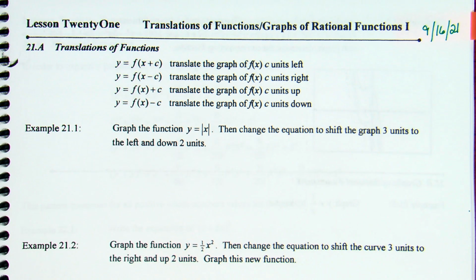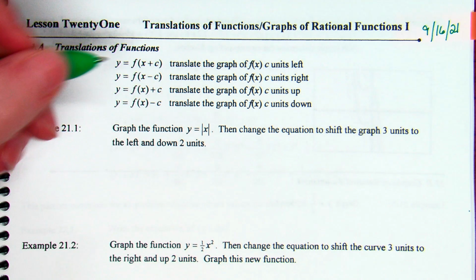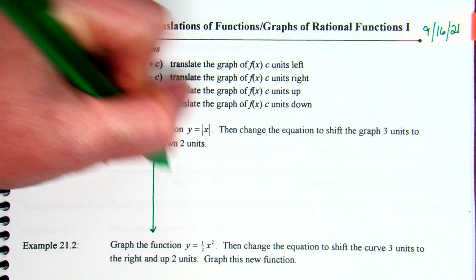So, graph the function y equals absolute value of x, then change the equation to shift the graph 3 units to the left and down 2 units. So ironically enough, you guys should have just been here last period. I just taught this, because we're on lesson 2.7, which is absolute value graphs. Okay, so what do you remember about just graphing y equals absolute value of x?